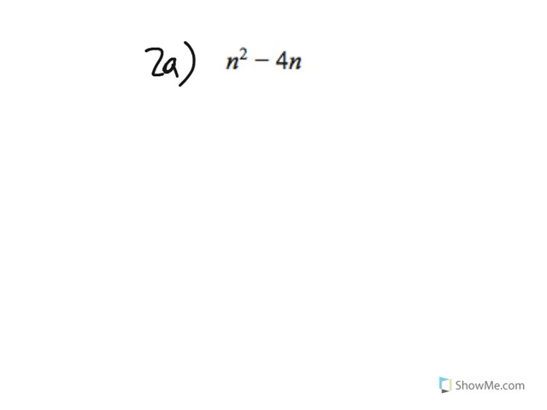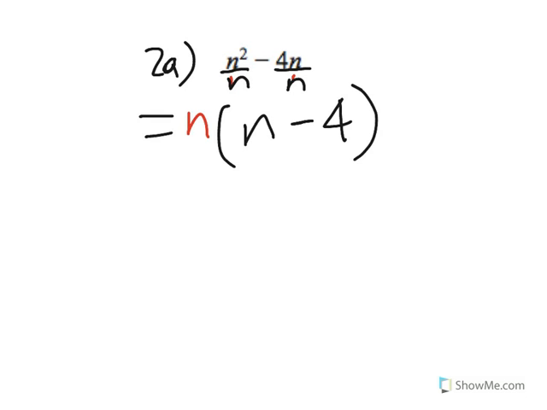Next question, 2a, you're being asked to factorize n squared minus 4n. When factorizing, you have to find the highest common factor between the two terms, then divide each term separately by that highest common factor. In this case, the highest common factor between n squared and 4n is n. So you take the n out, and in brackets, you divide n squared by n and 4n by n. n squared divided by n is n, and negative 4n divided by n is negative 4. So this is your factorized form.